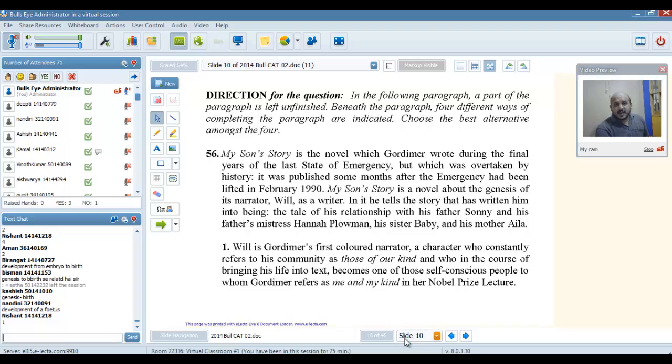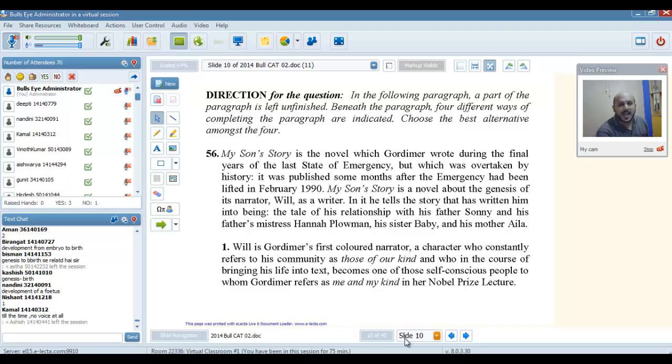It is in it he tells the story that has written him into being, the tale of his relationship with his father and his father's mistress Hannah Plowman, his sister Baby and his mother Alia. So that is what the book is about. It is about Will the writer. Who writes this book? Gordimer has written this book. This is about Will. Will is the central protagonist of the book. So that is the information that we have from this paragraph. That is what I take out.